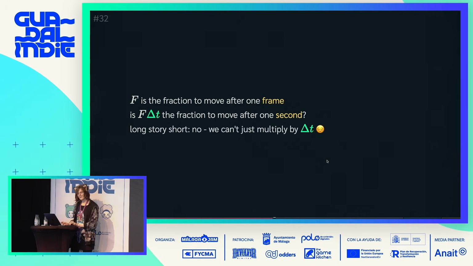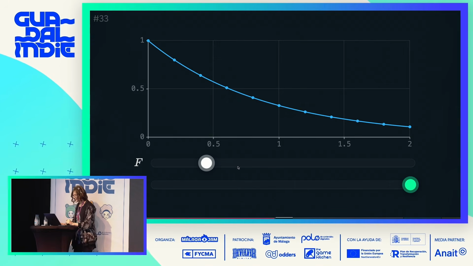So long story short, no. We can't just multiply by delta time. There's a very long story here that I couldn't fit into this talk, and is also the reason why Jonathan Blow blocked me on Twitter, because of a conversation about this. But anyway, long story.